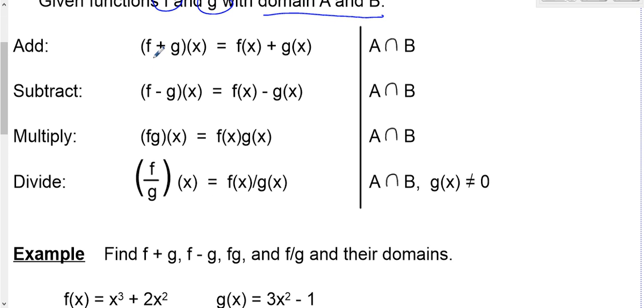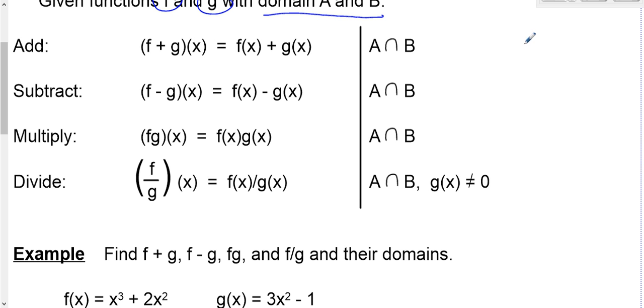When we add two functions together, showing the notation of f plus g in parentheses of x, that's the same as taking the function of x and adding it to the function of g. And the domain is just taking the combination, the intersection of the two domains.